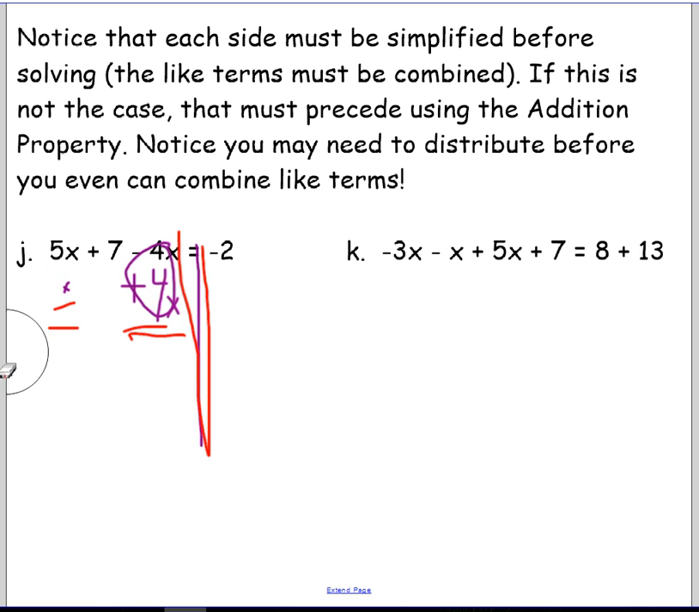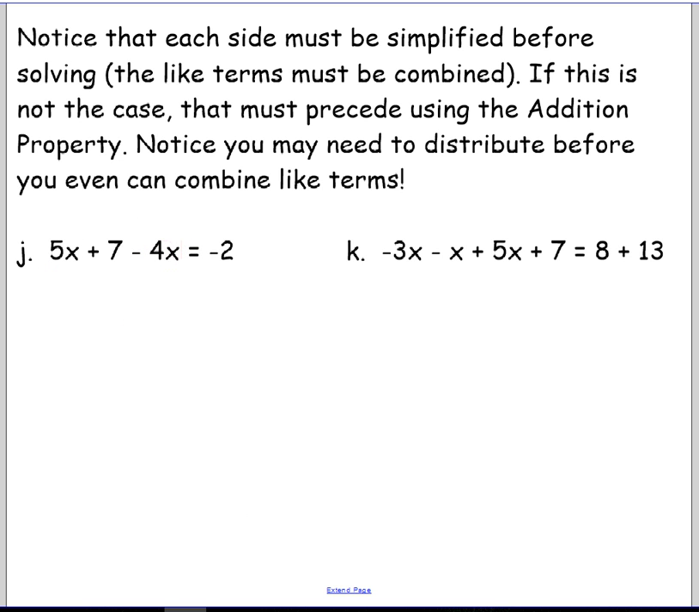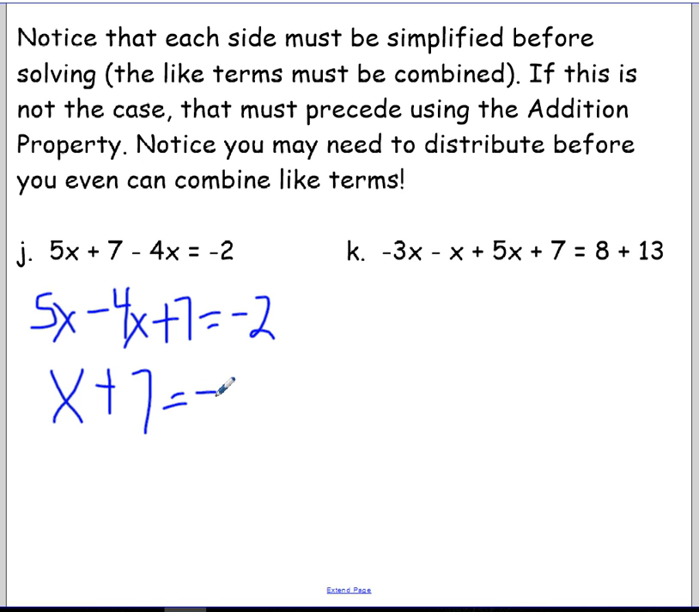We have to think of simplifying by combining like terms, and it might help to rewrite them next to each other. So we have 5x minus 4x plus 7 equals negative 2. So now we can see that we're not going to add 4x to both of those pieces. We're doing 5 minus 4 to get 1. 1x, we'll drop the 1 and leave just the x. So x plus 7 equals negative 2.